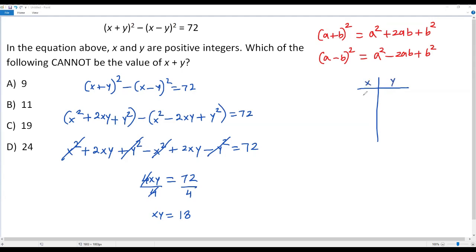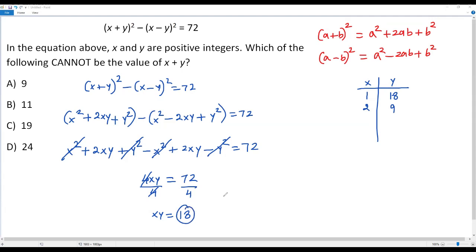First, let me take the first positive integer for x, that is 1. When x equals 1, what should be the value of y so that x times y equals 18? Then y should be 18, so that 1 times 18 is equal to 18. And also we have to make sure both the values of x and y are positive integers. Also, 18 is a multiple of 2, so we can consider the positive integer 2 for x. When x equals 2, then y should be 9, so that 2 times 9 is 18.